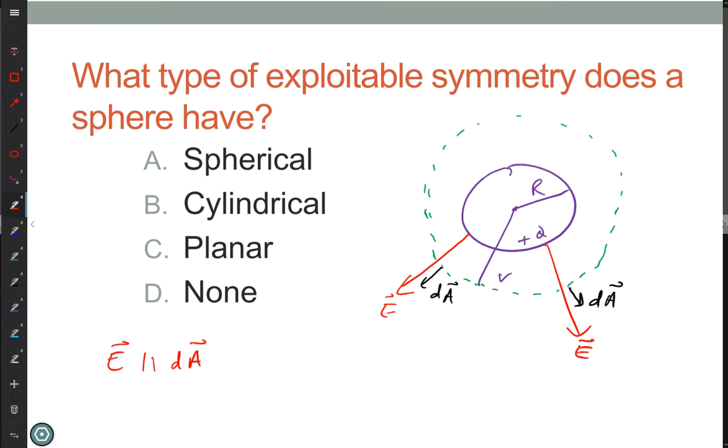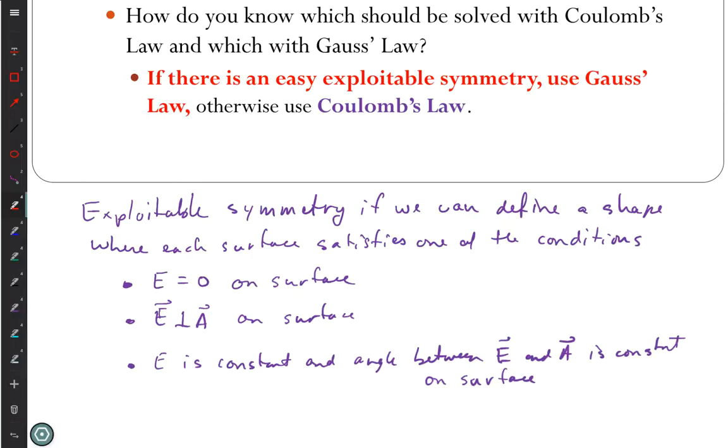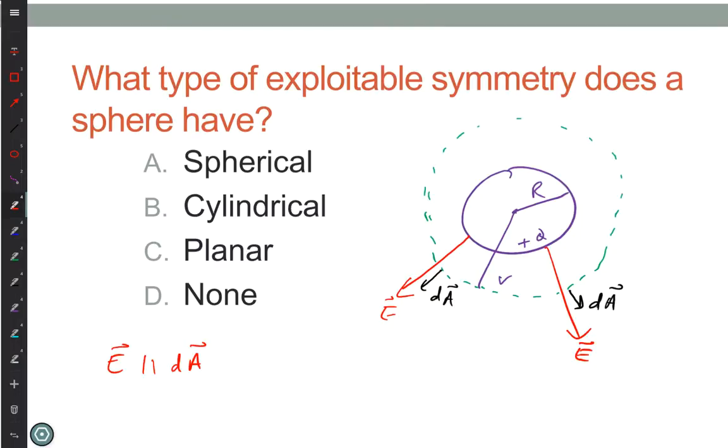So that's a start. That was one of two pieces for the final condition. The electric field and the area have a constant angle between them. In this case, 0 degrees. So the next thing is, is the electric field constant on that surface?